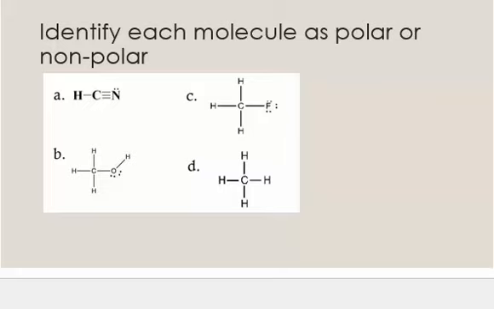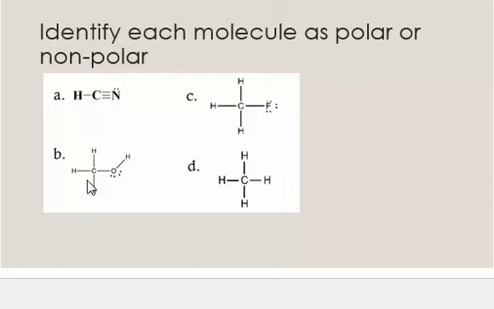Using our criteria for polar and nonpolar molecules, determine whether each molecule on the slide is polar or nonpolar. Molecule A has a hydrogen atom bonded to a carbon atom, which is triply bonded to a nitrogen atom.